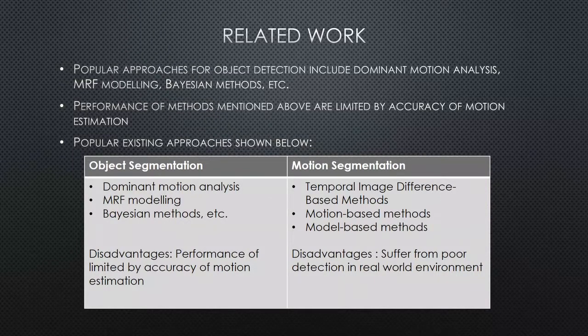The other type of approach is motion segmentation. Motion segmentation separates regions of trajectories from a video sequence into coherent subsets of space and time. Here, the pixels are segmented depending upon their relative movement over a period of time, that is, the time of the video sequence. Some of the approaches are temporal image difference based methods or motion based methods. But the disadvantage that the motion segmentation approach has is that it is unable to detect some kinds of objects in the real-world environment.